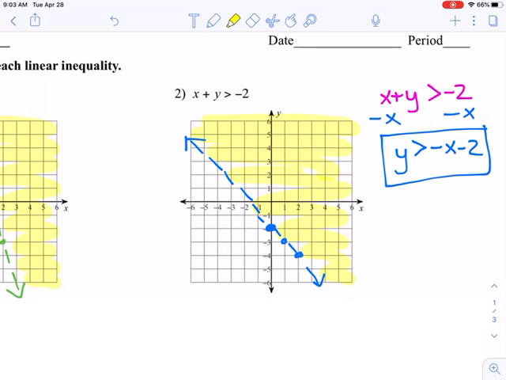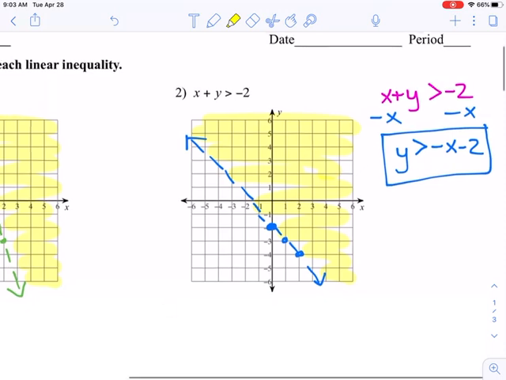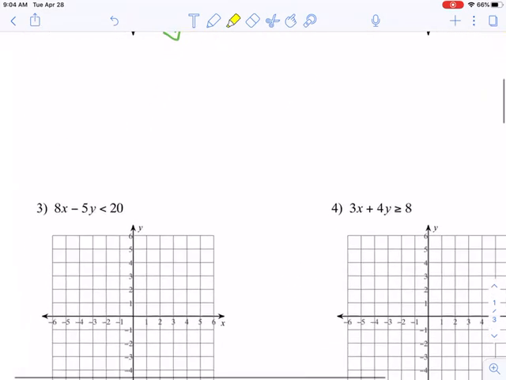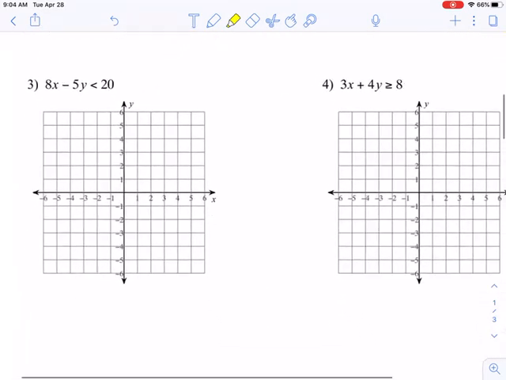Same thing for problems number 3 and 4. In order to graph my line first, I want to put it into y equals mx plus b. So if I take a look at question number 3 here, I have to get y by itself. So I'm going to start by just rewriting my problem so that I have room to work.